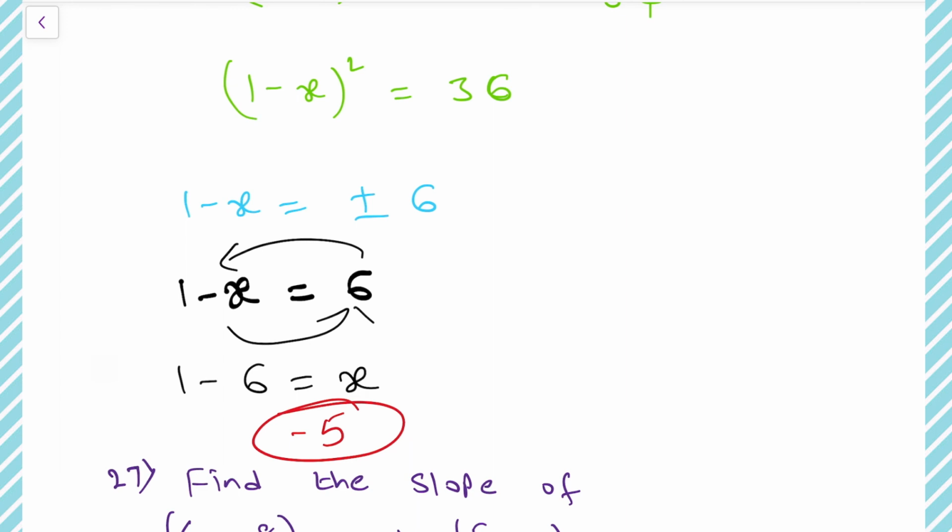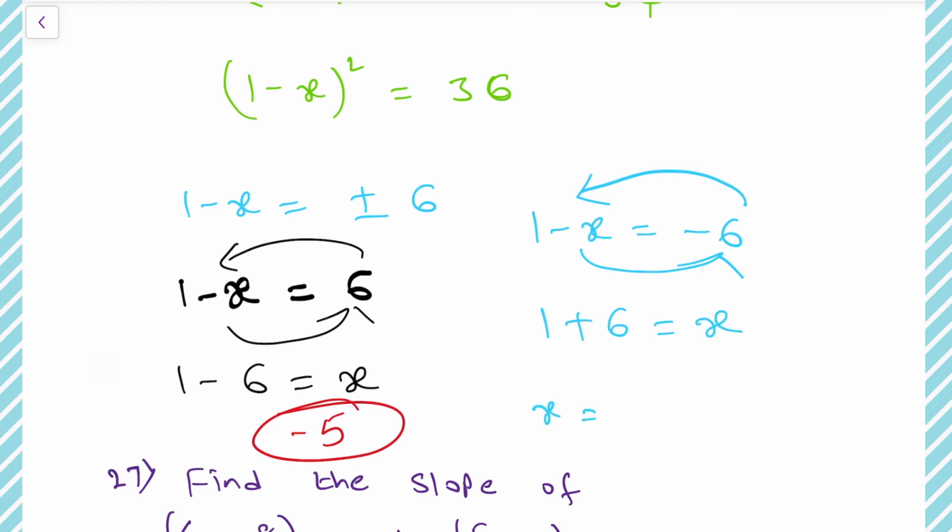Now let us take it as minus 6. 1 minus x equals minus 6. Take minus 6 to the left side and bring minus x to the right side. 1 minus x: 6 will become plus 6 equals minus x will become plus x. Then x equals 1 plus 6, 7. So the x value may be minus 5, it may be 7 also.